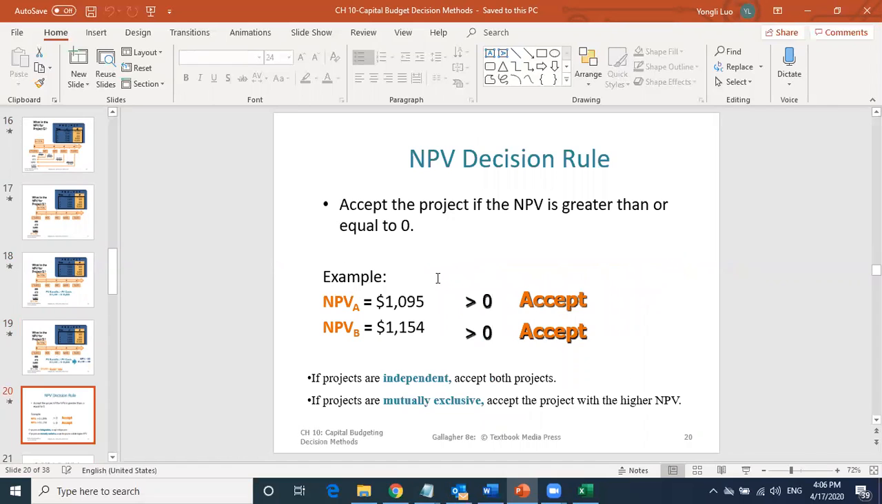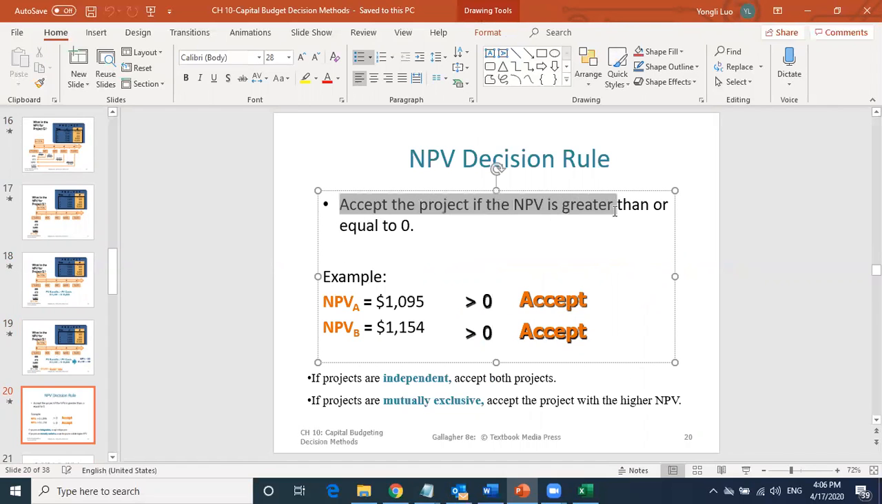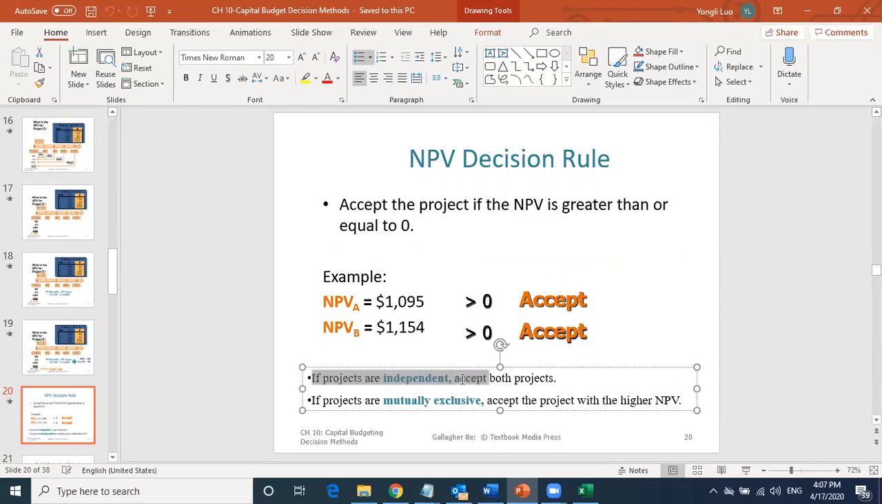If the net present value is greater than or equal to 0, you will accept the project. If the projects are independent, accept both projects, as long as the net present value is positive.